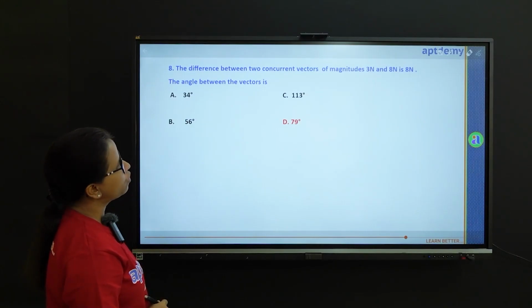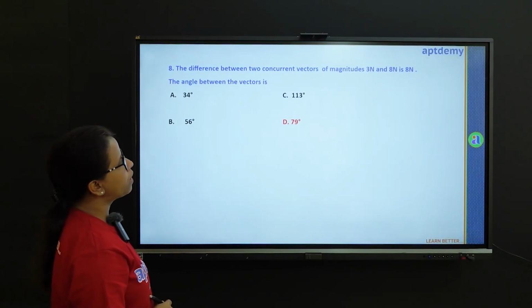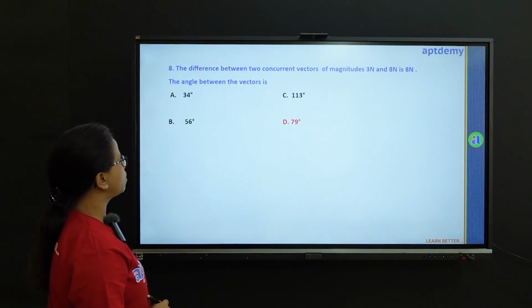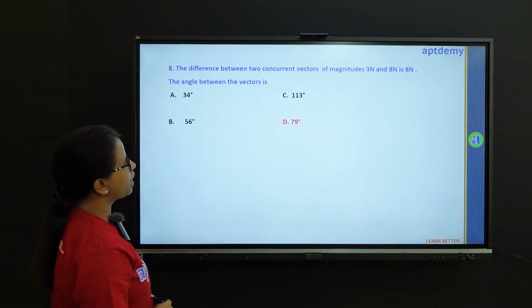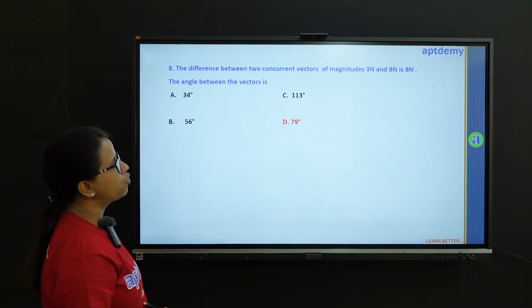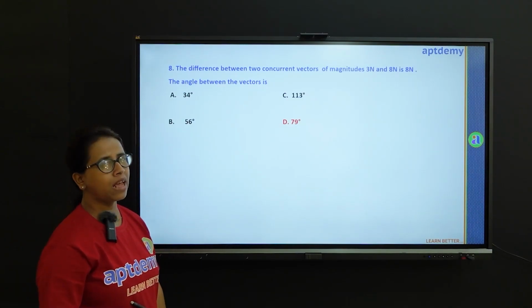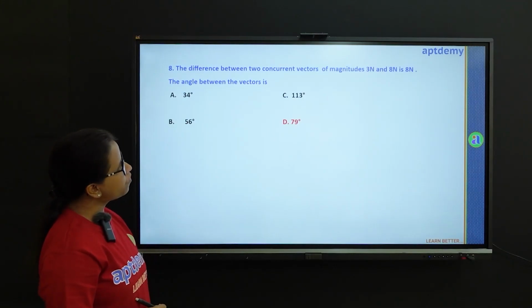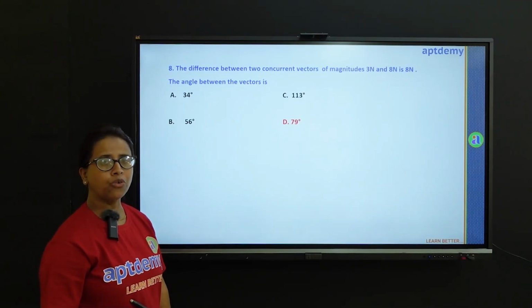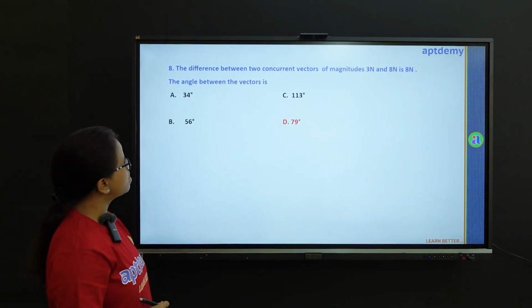The difference between two concurrent vectors of magnitudes 3 Newton and 8 Newton is 8 Newton. The angle between the vectors is? So we have two concurrent vectors of magnitudes 3 N and 8 N, and the difference between the two vectors. Now don't get swayed away. What does this difference mean?